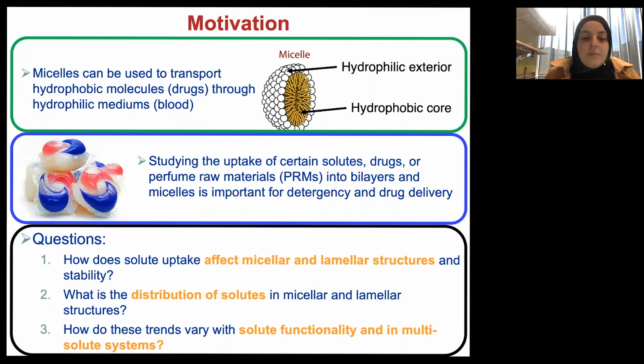Now, some of the questions that we're interested in studying today are, first, how do different solutes affect the structure of micelles and the Langmuir monolayers? How do they distribute in these micelle and Langmuir structures? And finally, how do the trends differ based on different solutes? Are we going to see a different distribution and different types of interactions?